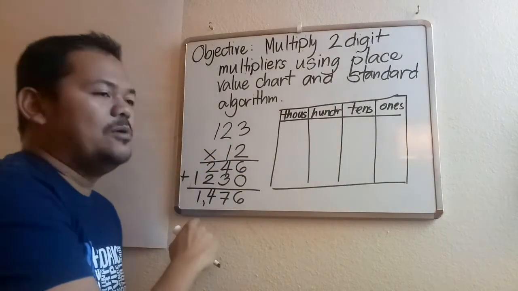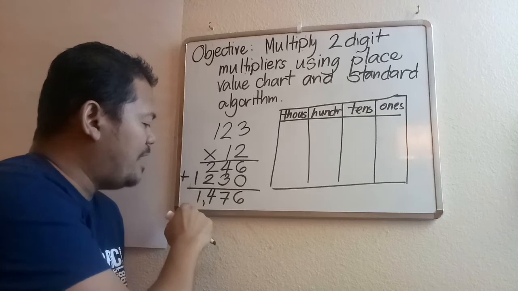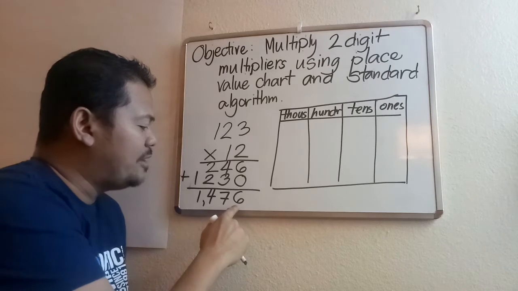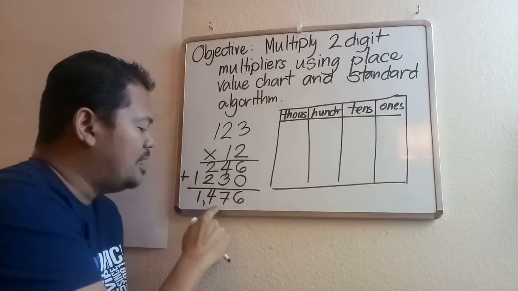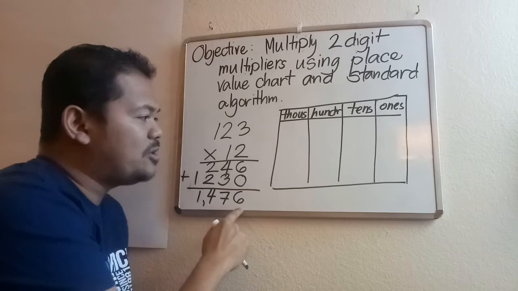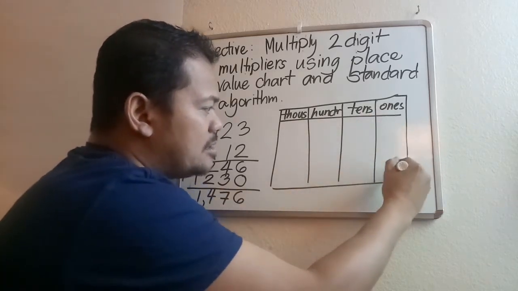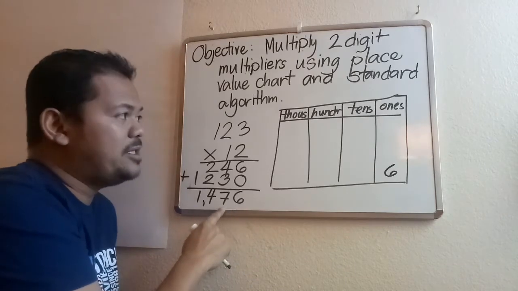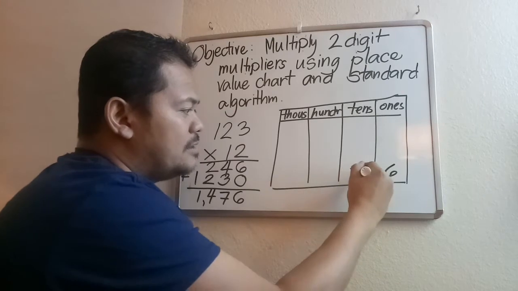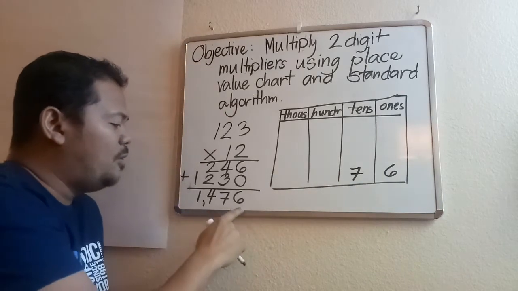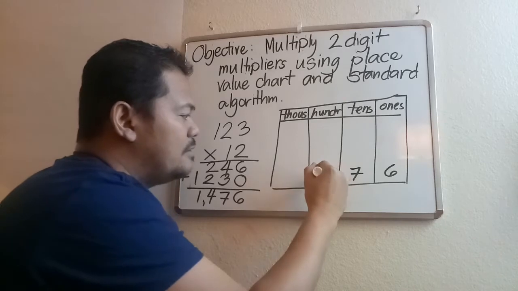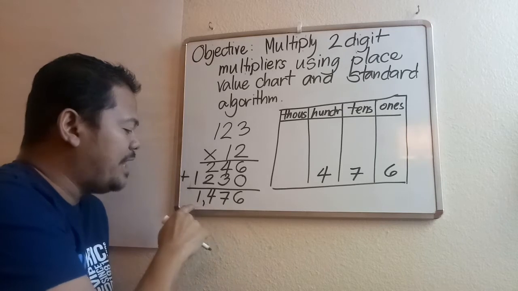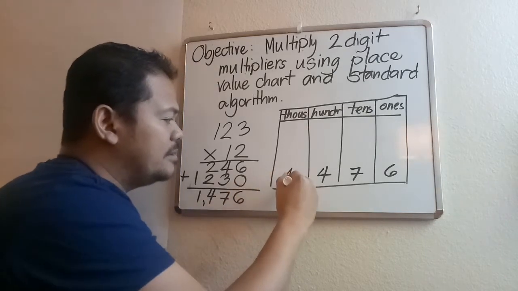Then you're gonna write your product, which is 1,476. What number is in the ones place value? You got here ones, tens, hundreds, and thousands. So in ones, you got 6. You're going to write here 6. Then for tens, you got here 7. So write here 7. And for hundreds, you got 4. For thousands, you write here 1. There you go.